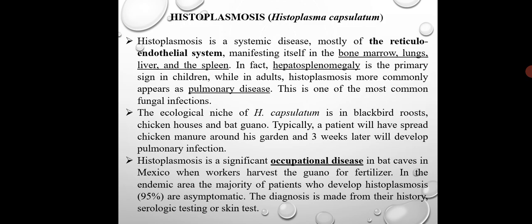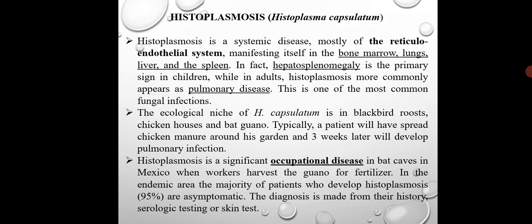In case of children, the infections are more frequently seen in the liver as well as in the spleen, and it is called hepatosplenomegaly. While in case of adults, the infections are primarily seen in the lung region, that is called pulmonary disease. And this fungus normally resides within the reticuloendothelial cells, that is, intracellularly.